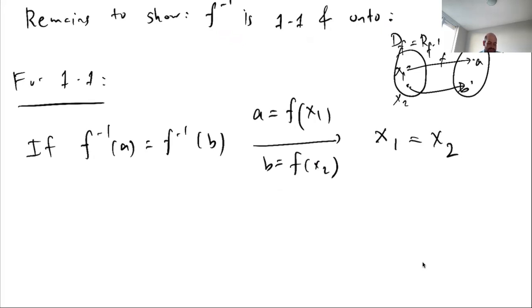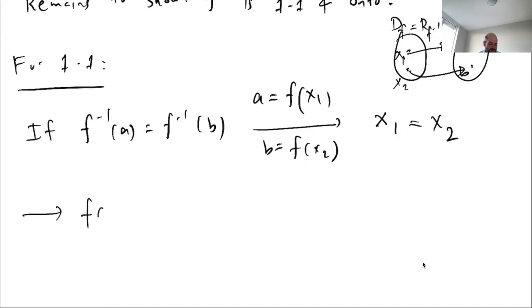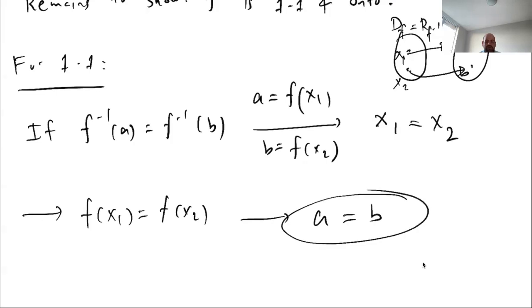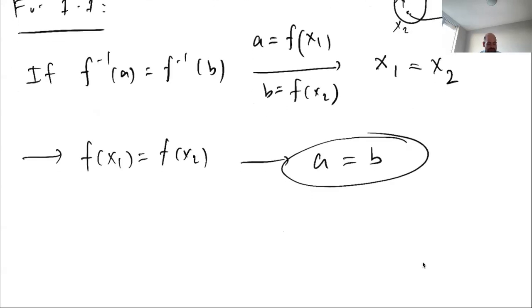Now, x1 equals x2, therefore F of x1 equals F of x2, and F of x1 is A, F of x2 is B. So I started with F inverse of A equals F inverse of B, and after some reasoning and middle steps, I concluded that A has to be equal to B. And this means F inverse is 1-to-1.